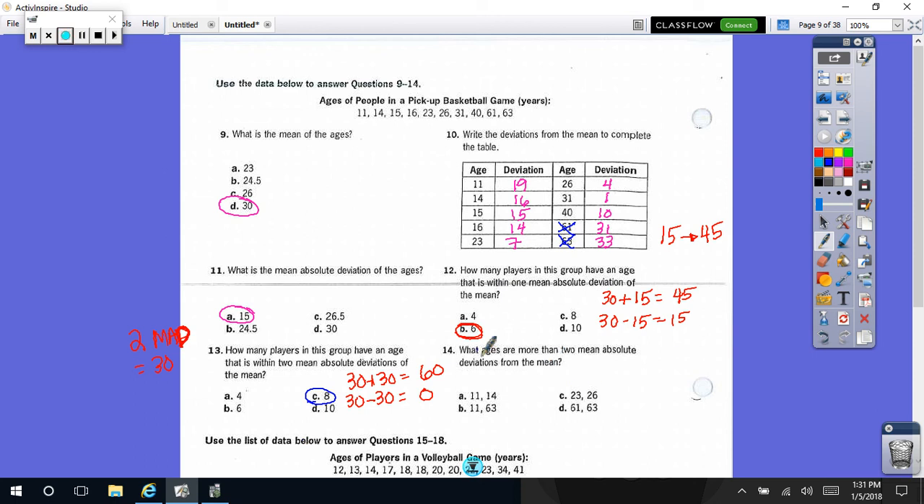Okay, and this one goes along with it. What ages are more than 2 mean absolute deviations from the mean? Well, that was my 61-year-old and my 63-year-old.